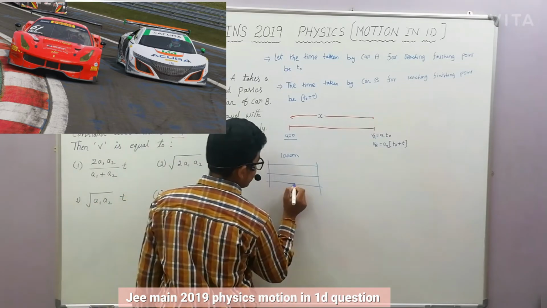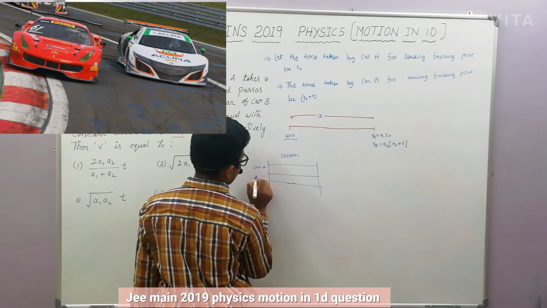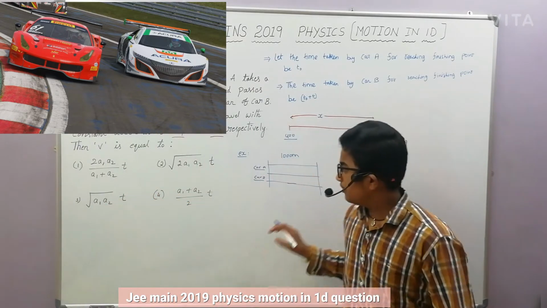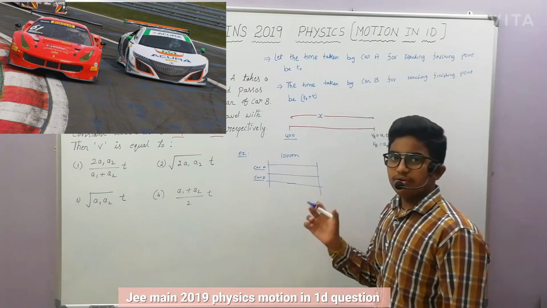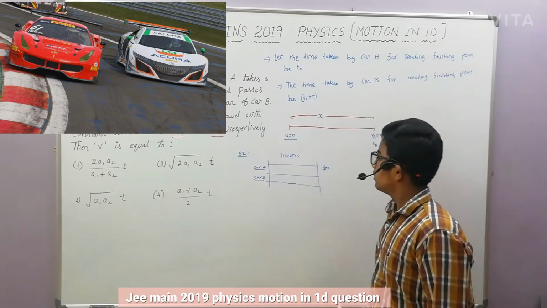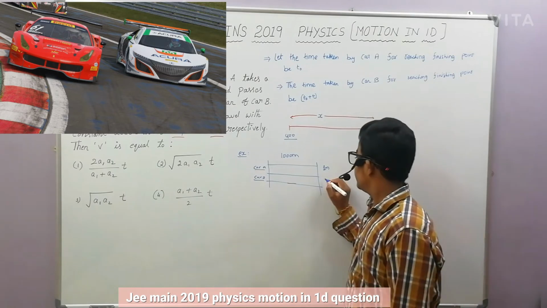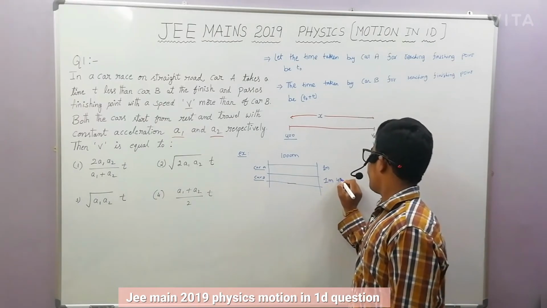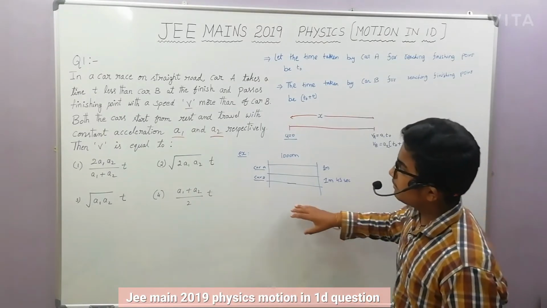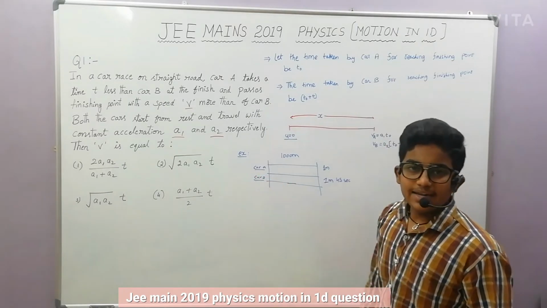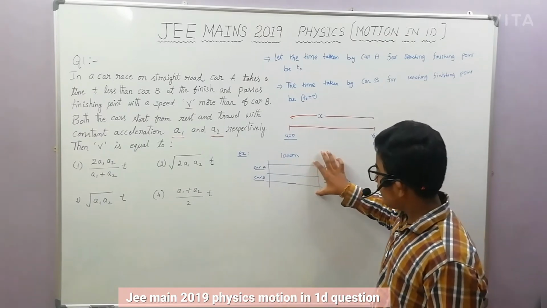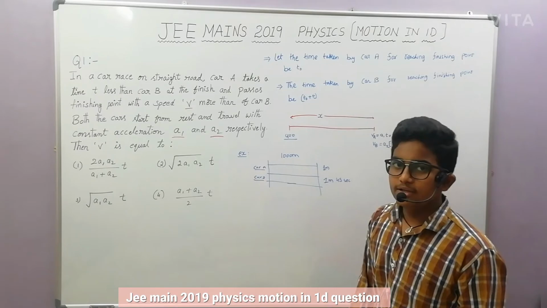Car A, car B. So let's think car A reached the final point in a time of 1 minute, and car B reaches the final point in 1 minute 45 seconds. From here we can say that car A takes 45 seconds less than car B and reaches the finishing point.